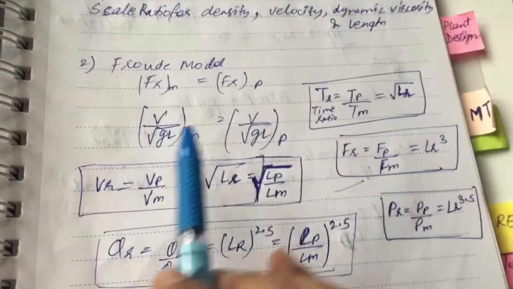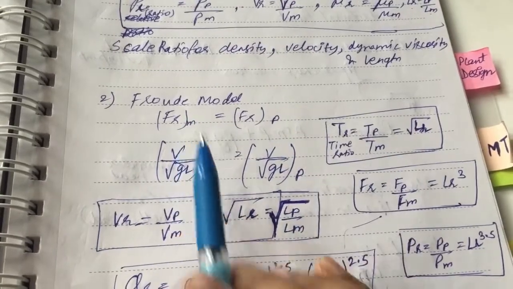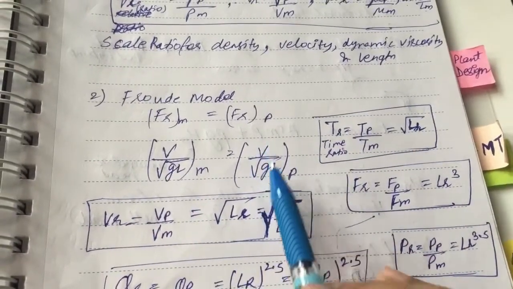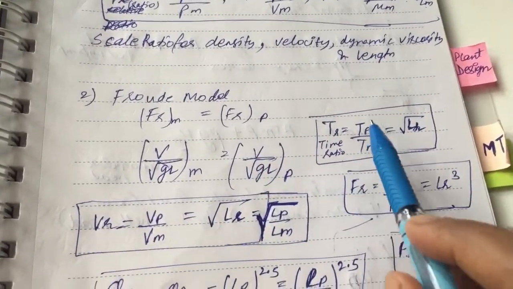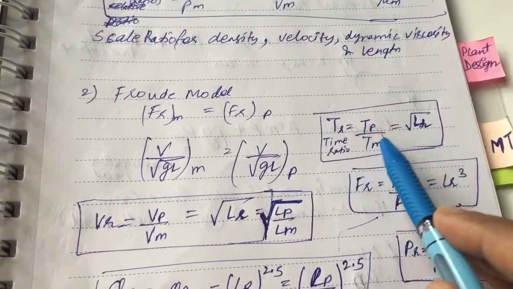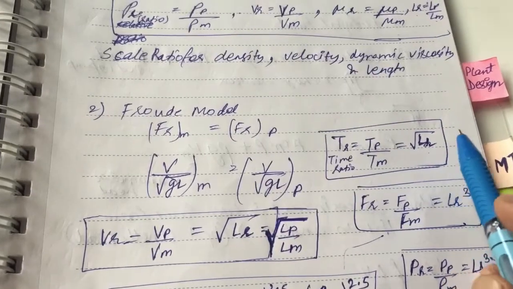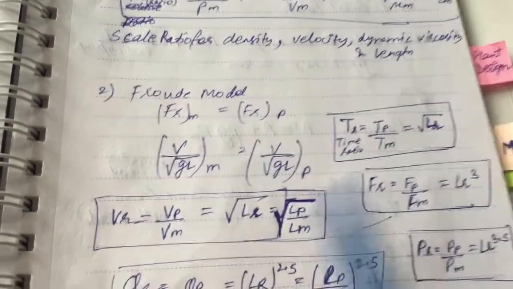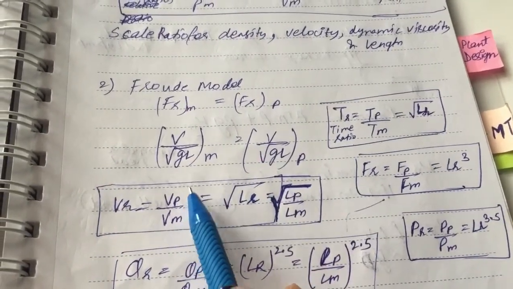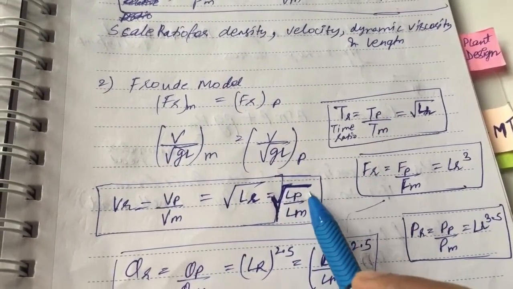Then we have Froude model, which is Fr for model is equal to Fr for prototype. So Froude number, which we know is V by root gL, for model would be equal to V by root gL for prototype. So time ratio in case of Froude model is time of prototype by time of model, which is equal to root of LR, where LR is length of prototype by length of model. VR, the velocity ratio, is VP by VM, which is also equal to root of LR.